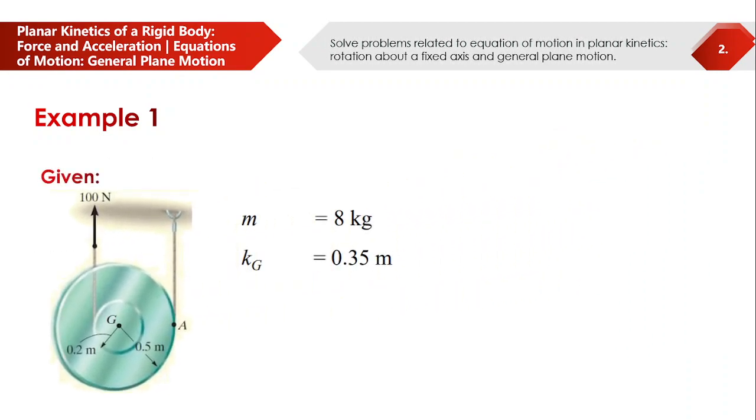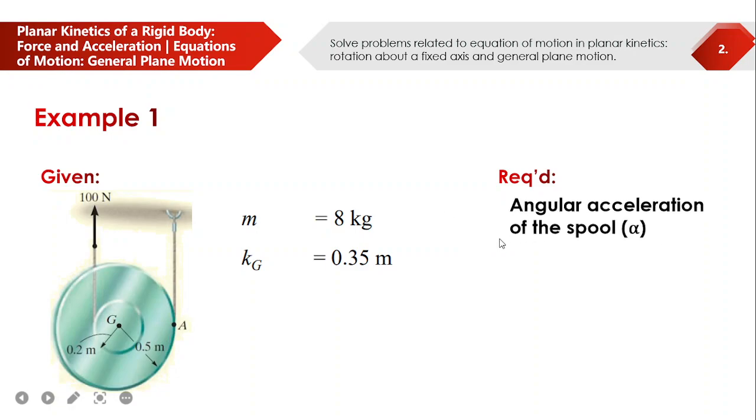Determine or identify the given and the required unknowns of the problem. The given is the figure, the mass of our spool, which is 8 kilograms, and the radius of gyration, which is 0.35 meters. The required value of the problem is the angular acceleration of the spool.